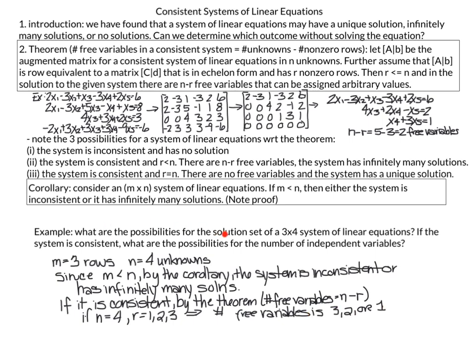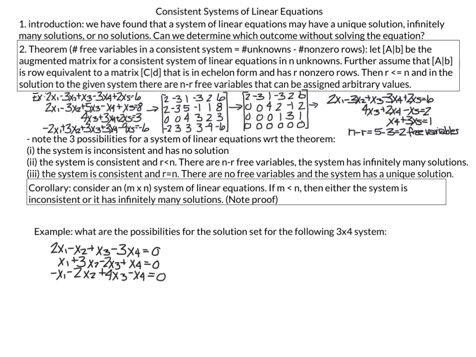So again, the possibilities for the solutions for the first question: it is either inconsistent or it has infinitely many solutions. And then if it is consistent, the second part of the question is, what are the possibilities for the number of independent variables? They can be 3, 2, or 1. And I'm sorry, I should also define independent variables: it is the same thing as saying the free variables. The independent variables don't depend on anything else.